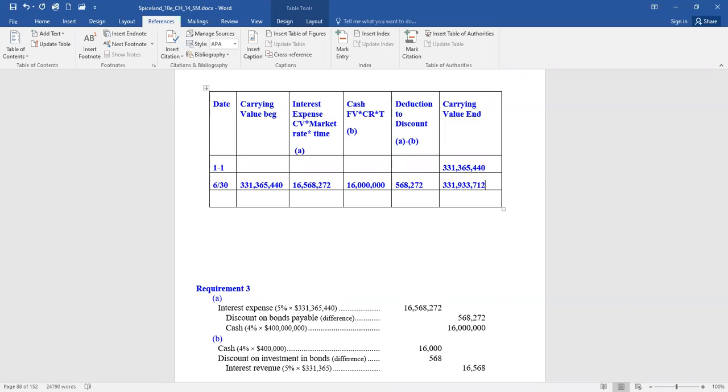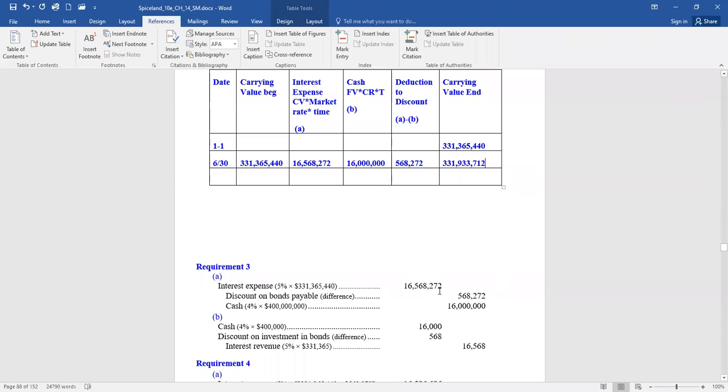If you took the 331,365,440, subtract the 331,933,712, 568,272. So whenever we write down, we move some of the discount into the interest expense, and that's essentially what we did, the carrying value of our bond will increase.